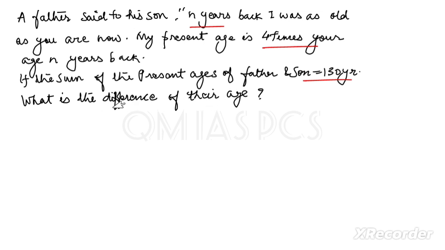So it is clear that it is not asking about the individual ages, it is asking the difference of ages. Here we can consider the age of the father to be F. In place of father we are writing F, in place of son we are writing S. So we have to find what the value of F minus S is. Got it? This is the information which we have to find. Now, based on the information given, we have to write the expression or equation. So let's see.